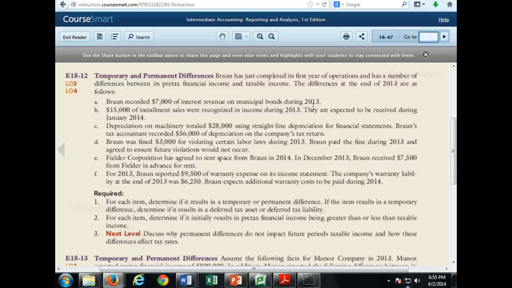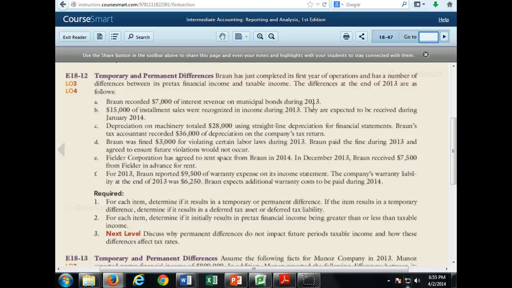Fielder Corporation has agreed to rent space from Braun in 2014. In December of 2013, Braun received $7,500 from Fielder in advance for rent. Is this temporary or permanent? Is this going to be a deferred tax asset or a deferred tax liability? Why? Are we paying more taxes now than in the future? Or are we paying less taxes now or in the future?